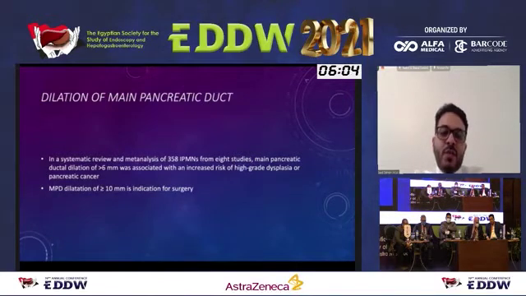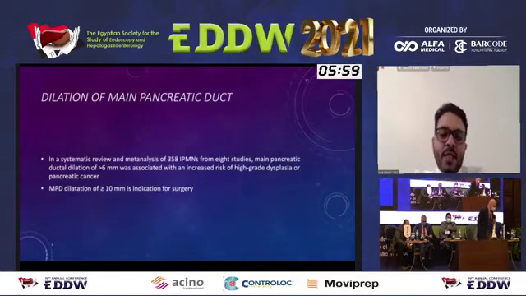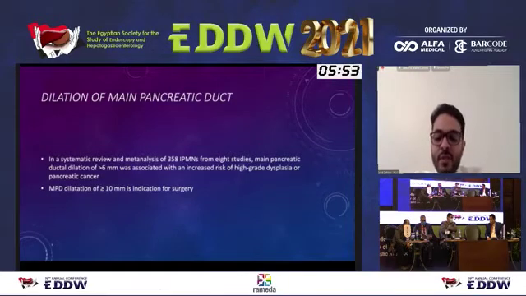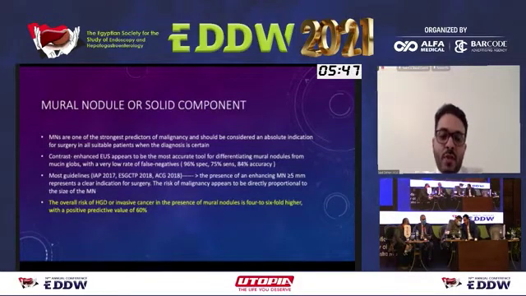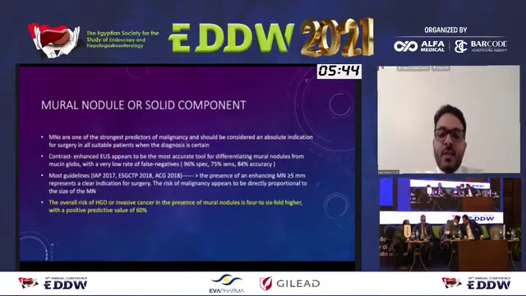One of the very important features is to evaluate the pancreatic duct. Pancreatic duct dilatation of more than 6 millimeters is a worrisome feature, and pancreatic duct dilatation of more than 10 millimeters is an indication for surgery. Mural nodule or solid component. This is one of the strongest predictors of malignancy and should be considered an absolute indication for surgery.